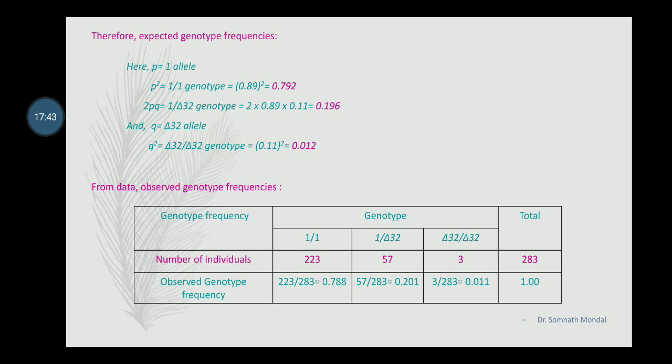Therefore, now we can compare our expected data and observed data. The expected homozygous dominant frequency is 0.792 and the observed is 0.788. Similarly, the expected heterozygous genotype frequency is 0.196, observed 0.201, and that of homozygous recessive expected is 0.012 and observed 0.011. Therefore, they are quite close.